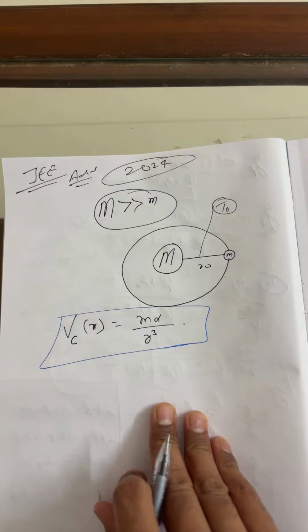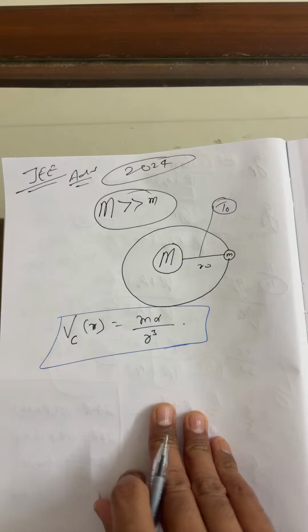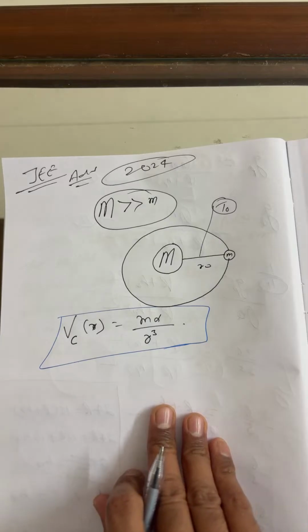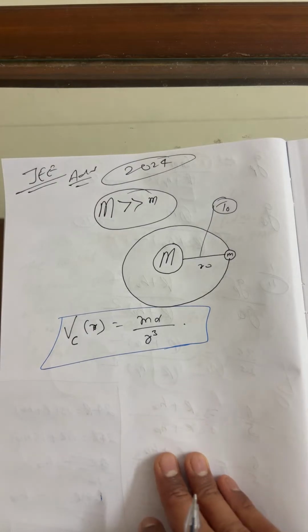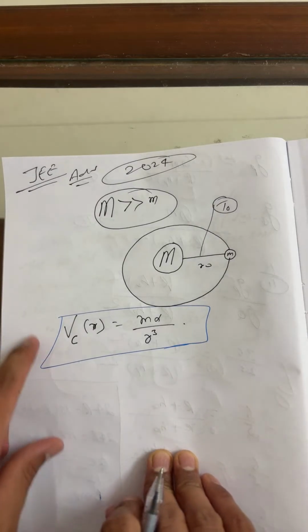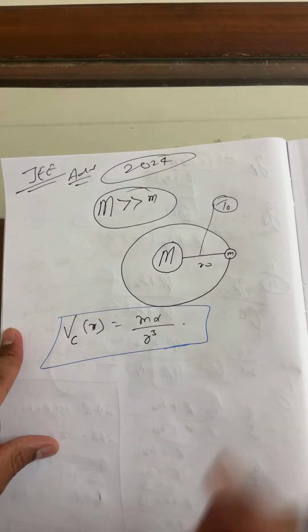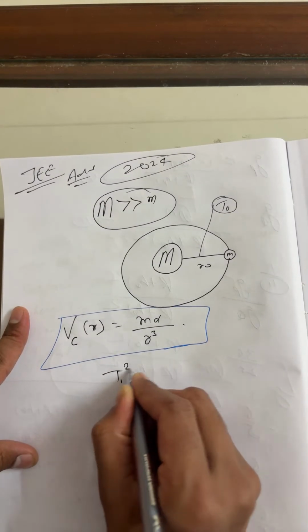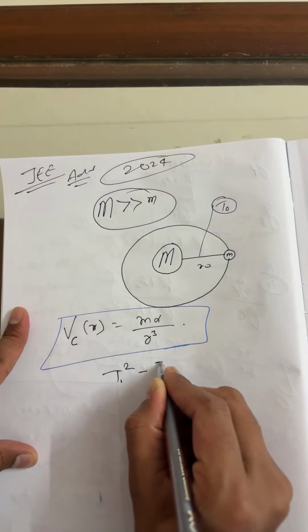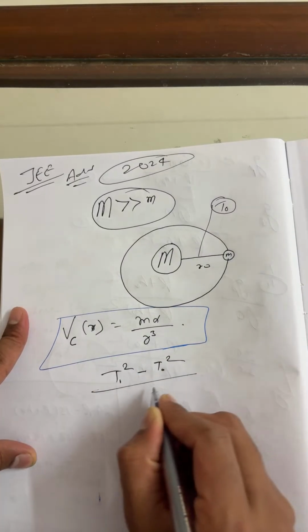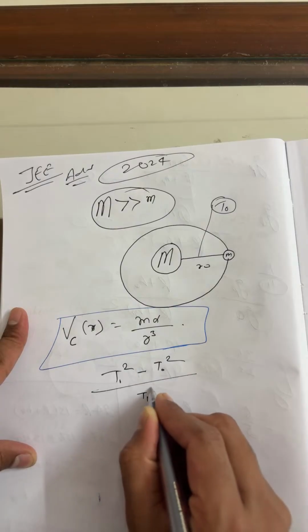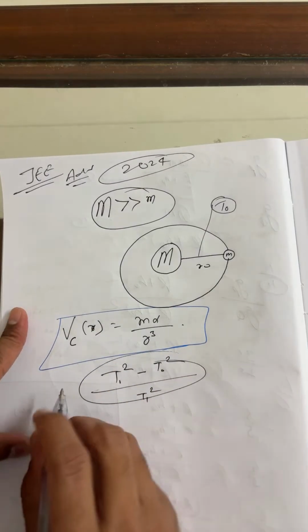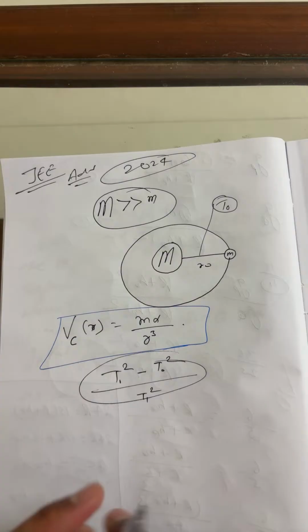If the particle moves in the same circular orbit of radius r naught, combined gravitational potential energy due to this, we have to find the time period. There is one more piece of information to take into consideration: this is T1 square minus T naught square upon T1 square. This is the information in this question.